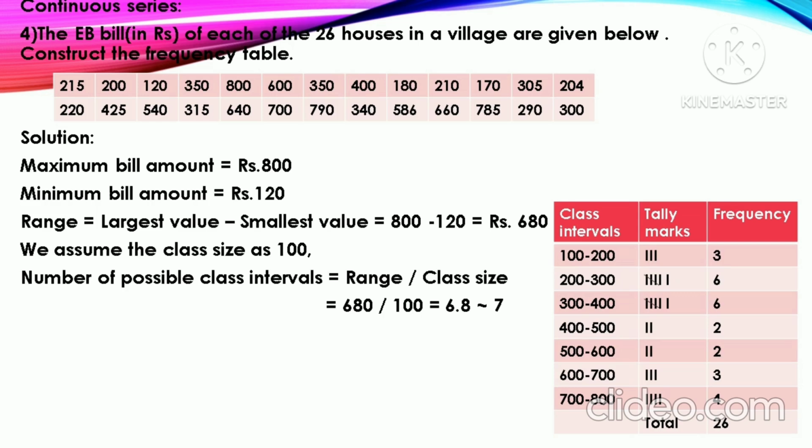Now I have to draw the frequency table with 3 columns: class intervals, tally marks, frequencies. For class intervals, we have assumed the class size is 100. On that basis, we are grouping 100 to 200, 200 to 300, till 700 to 800. Count the bills and fill the frequency table.